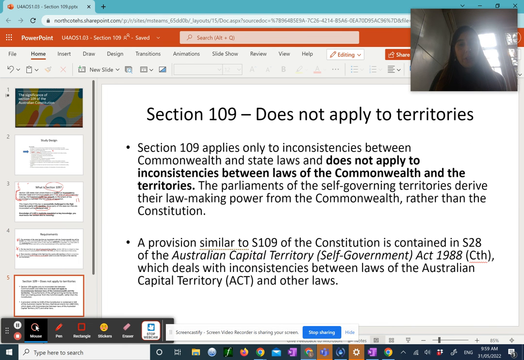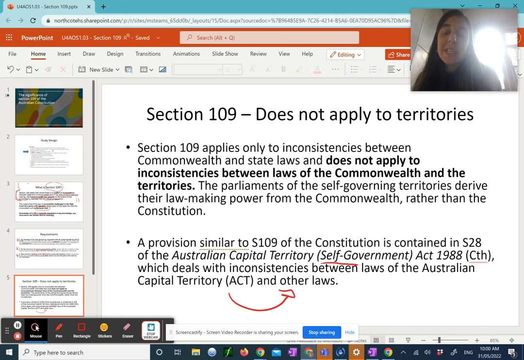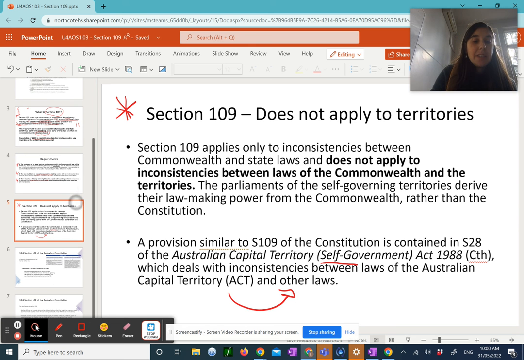Okay. It's good to note that Section 109 does not apply to the territories. Territories actually get their lawmaking powers from the federal government rather than the Constitution. There is something similar to Section 109, but you don't need to know that. If you're interested, Section 28 of the Australian Capital Territory Self-Government Act deals with inconsistencies between the laws of the ACT and other laws of the federal government. So there is an equivalent for the territories. But for you, you just need to know that Section 109 only applies between the federal government and the states.